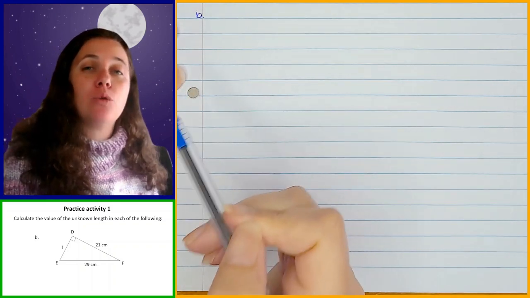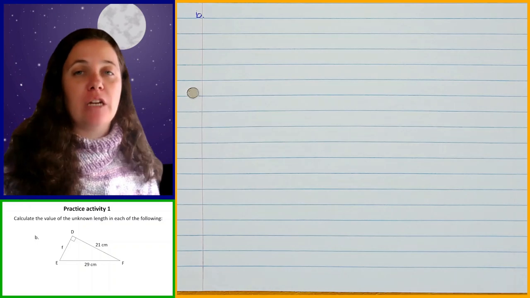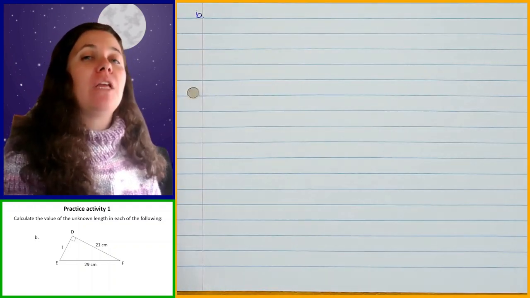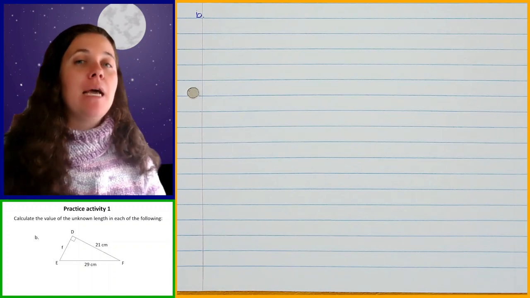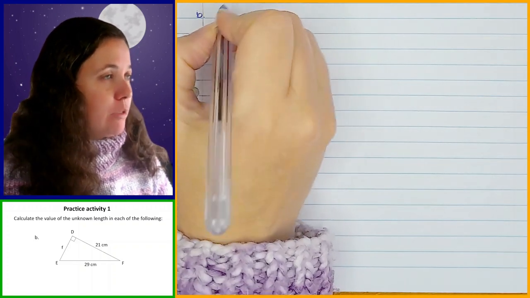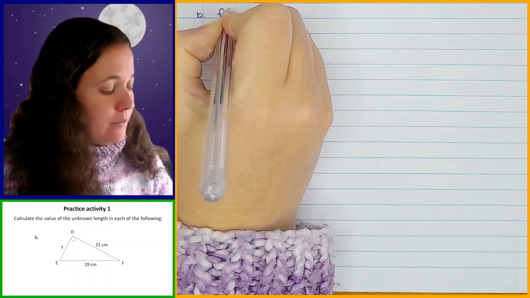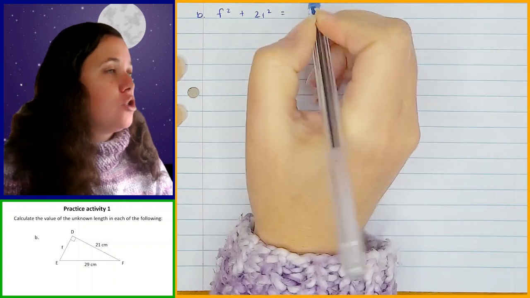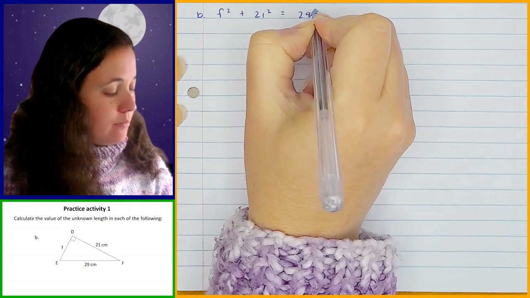Now, because I want to work out F, I want F to be on the left-hand side of my equation. It's just going to make my life easier. So I'm going to have the sum of the other two sides on the left and the hypotenuse squared on the other side on the right. Okay, so I'm going to have F squared plus 21 squared equal to 29 squared.